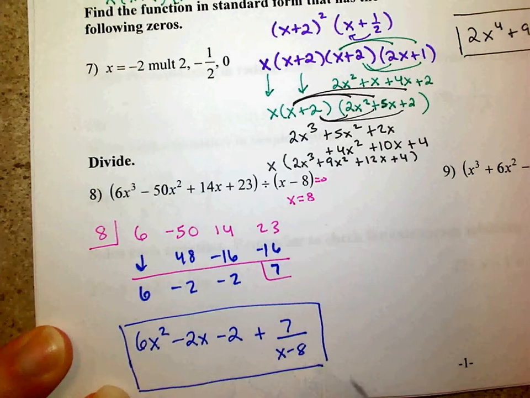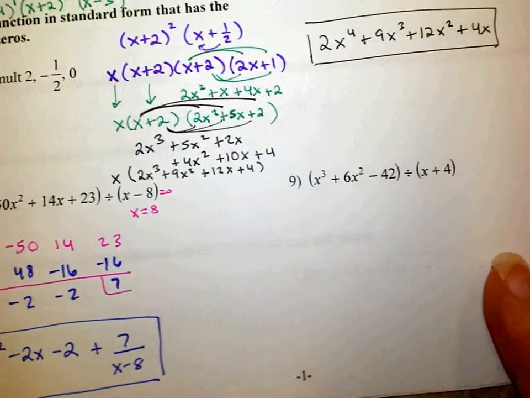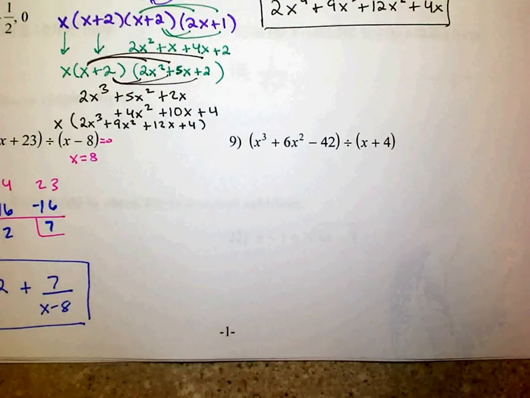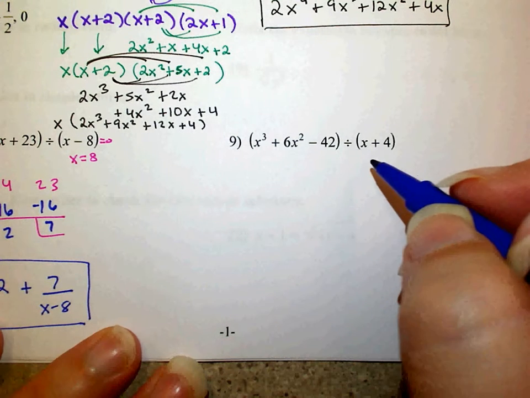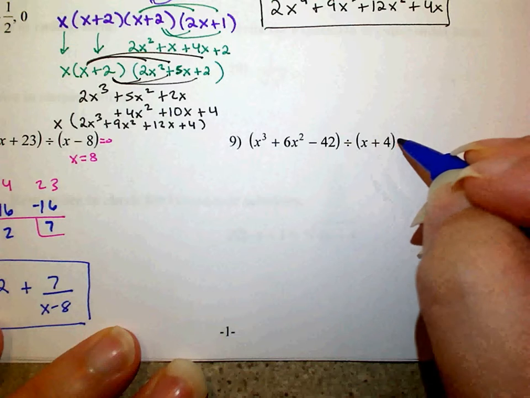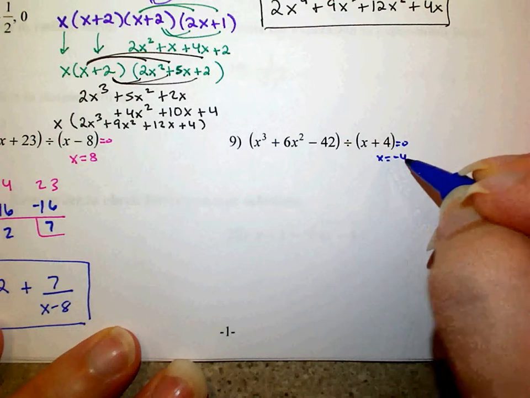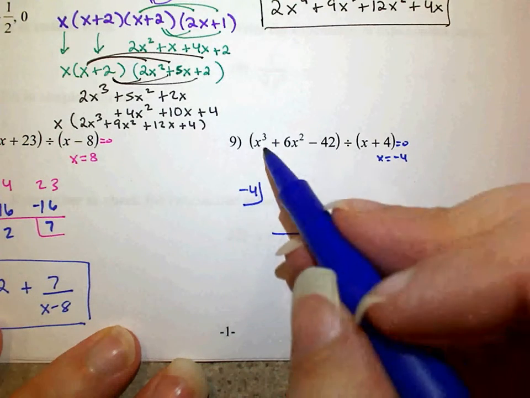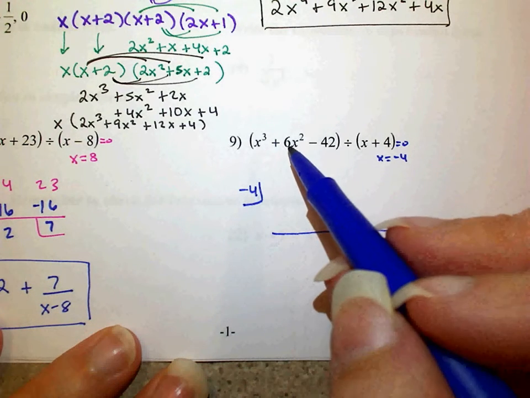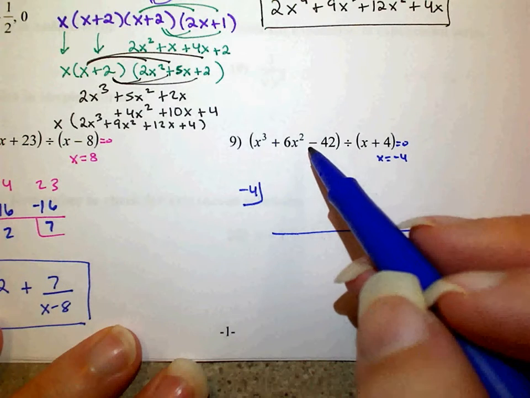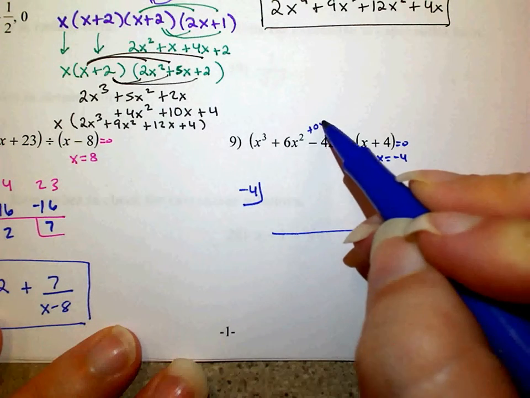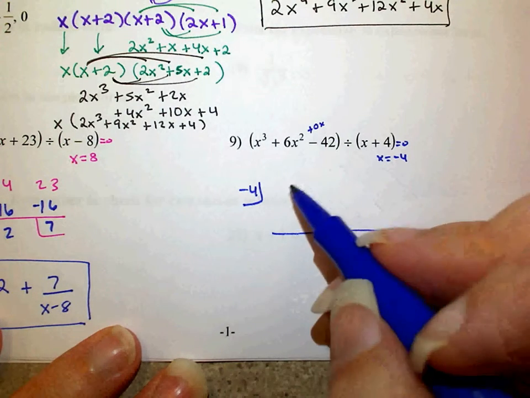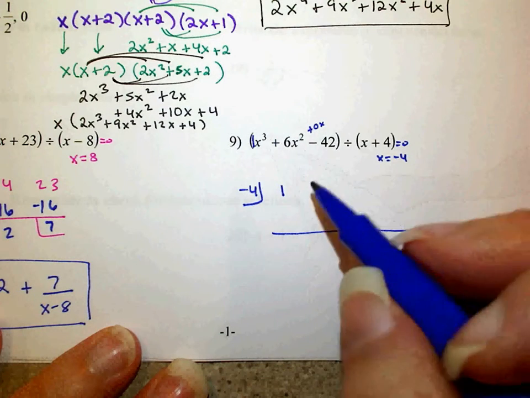Okay, now let's talk about number 9. On number 9, it says divide by x plus 4, so if I set that equal to 0, x equals negative 4. So I'm going to put negative 4 inside the half box. But what I have to notice right here is that I've got x cubed, I've got x squared, but I don't have an x term. So I'm going to have to add a plus 0x in there. Okay, so I've got 1 for that one, 6, 0, and negative 42.